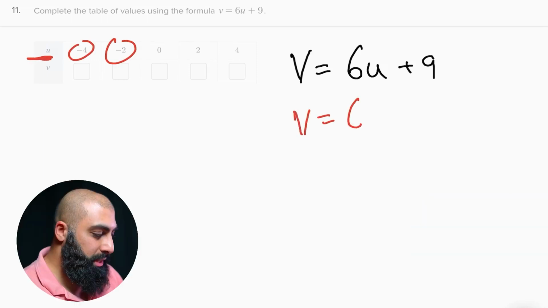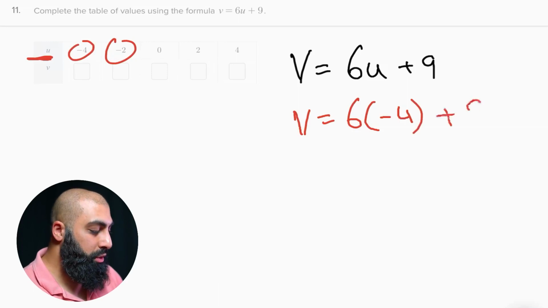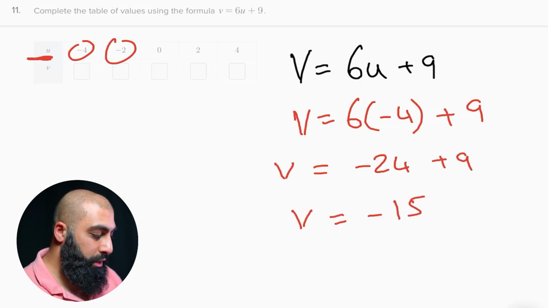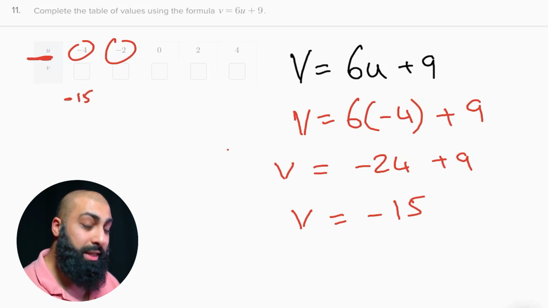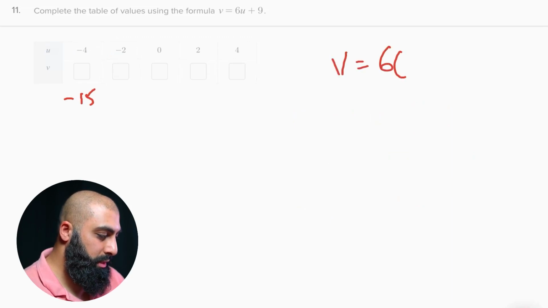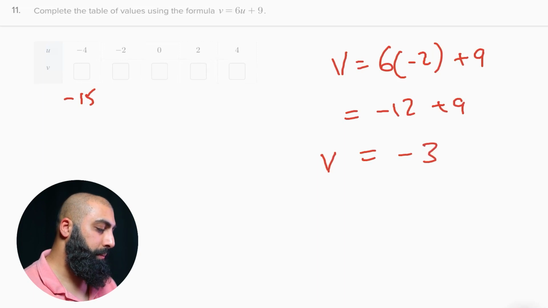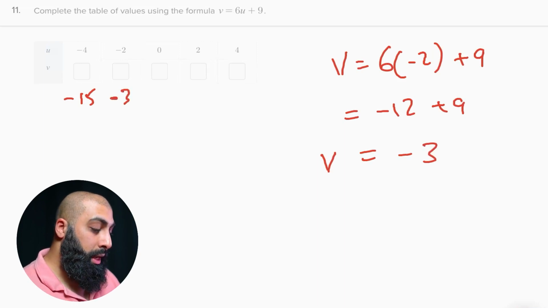V is equal to 6 times -4. Remember, put it all in brackets so you don't confuse yourself, okay? So 6 times -4 is -24, plus 9 is equal to v. So v is equal to -15. So let's write that here, -15, and let's see what we get for the next part, okay? Now we're going to do v is equal to 6 times -2 plus 9. That gives you -12 plus 9. So therefore v is equal to -3. So we're going to have here -3.